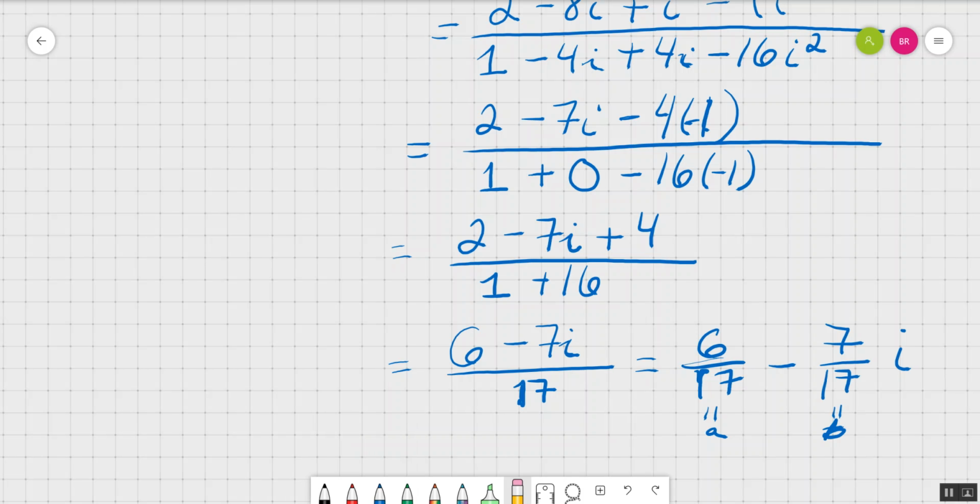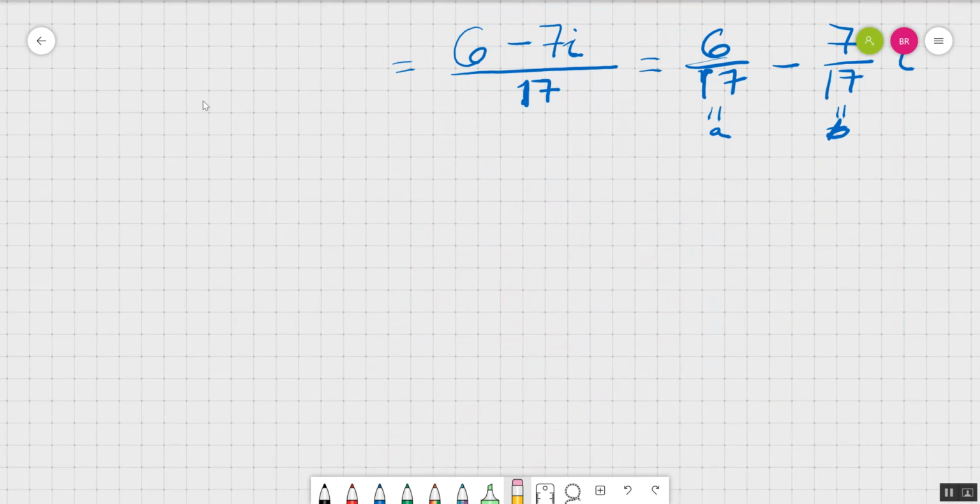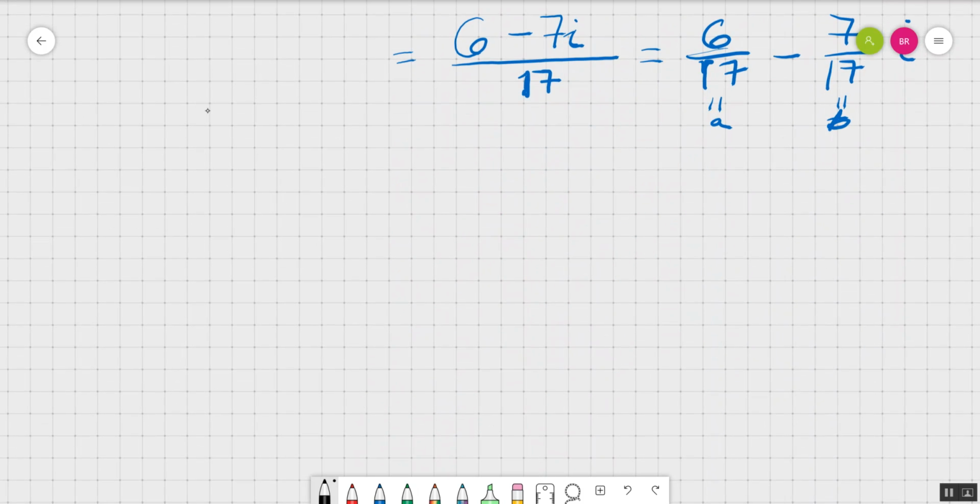Okay. Let's do our last example of the day. Let's look at how to simplify large powers of i.